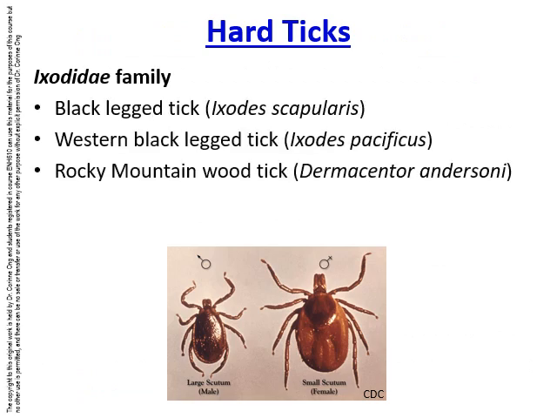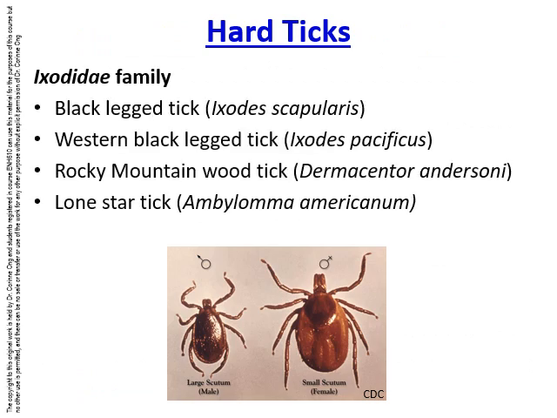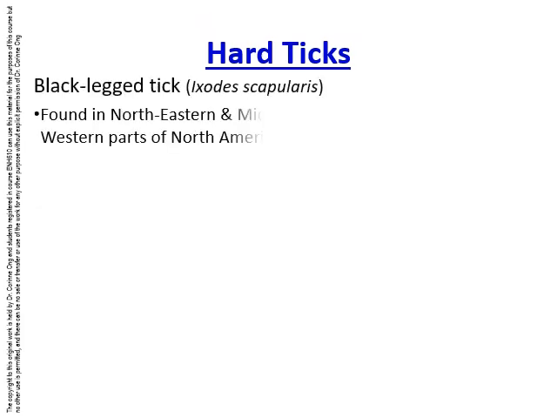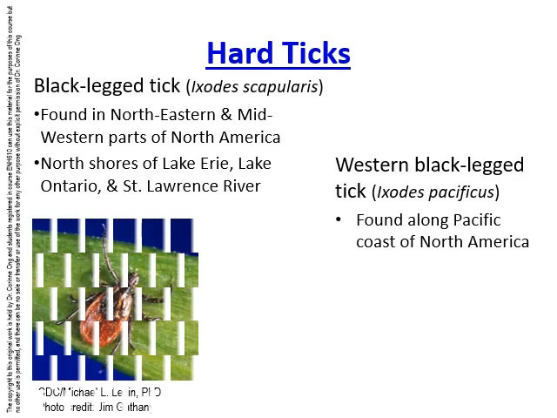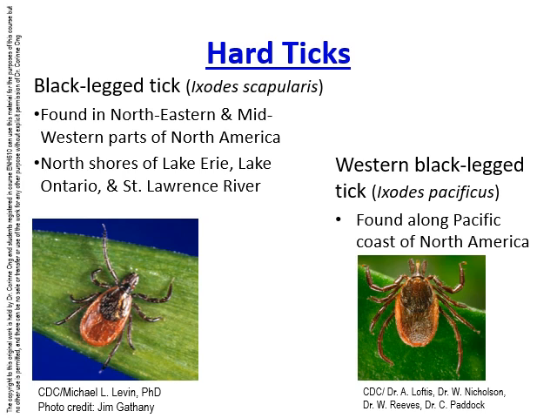This is a large family of hard ticks that includes several different genera and species distributed in various parts of North America. Many of them transmit human diseases. On the next slide, we'll go through the different ticks and the human diseases that they transmit. There are 2 species of black-legged ticks. They are distributed geographically on either side of the continent.